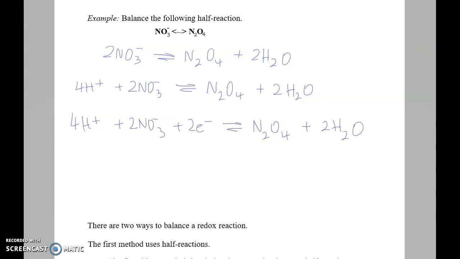And always make sure to double check your work in case you've made an error. So on the left side, we have 4 hydrogen atoms, and we see that there are 4 on the right as well. There are 2 nitrogen atoms on the left, and there are also 2 on the right. There's a total of 6 oxygen atoms on the left, and there is a total of 6 oxygen atoms on the right as well. This equation is balanced.